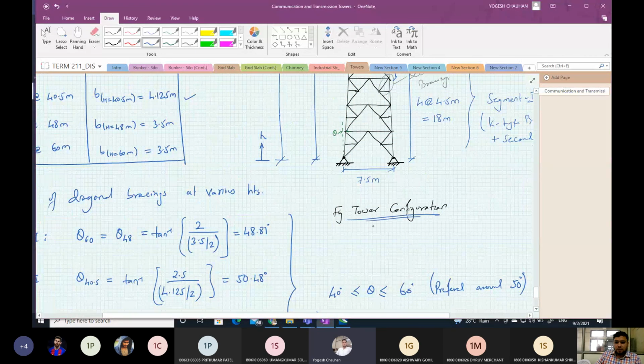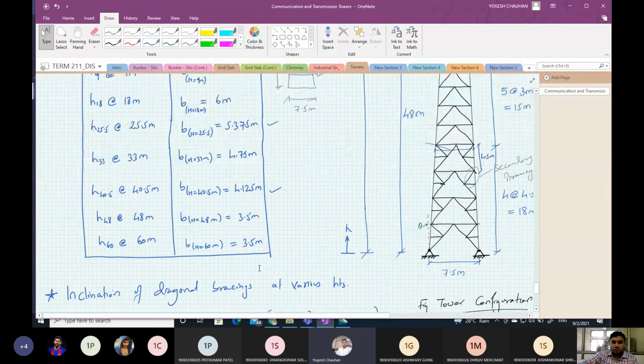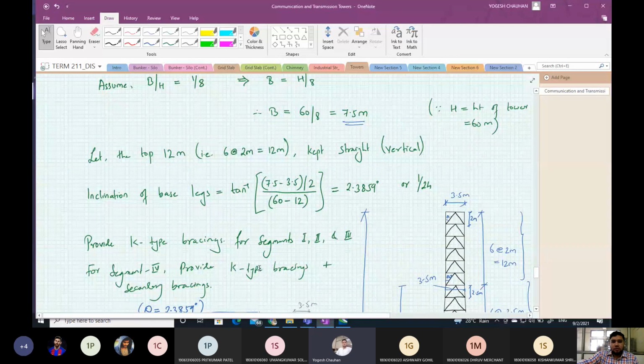Now in the next step, we'll find the dead load and live load on the tower configuration, and then we'll find the wind load on the tower configuration. So let us stop here, and in the next class we'll go through the load calculation, in which we'll find the dead load, live load, and the wind load on this tower.